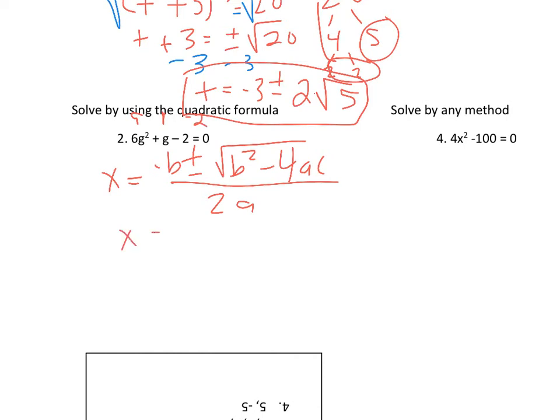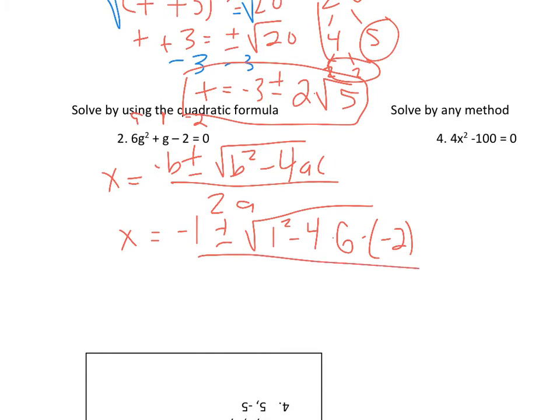So x is equal to, b is 1, so the opposite of that is going to be negative 1, plus or minus the square root of b squared, which is 1 squared, minus 4 times 6 times negative 2. And remember, when you substitute a negative in there, we're going to get a negative times a negative, so this whole thing is going to come out positive, and that positive becomes a plus. And this is all over 2a.